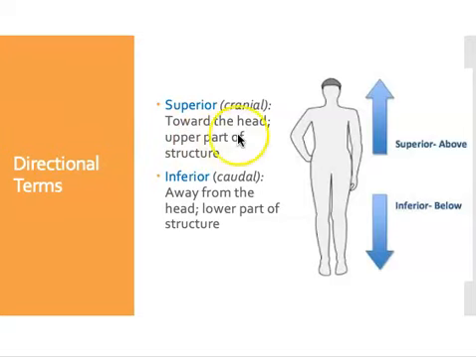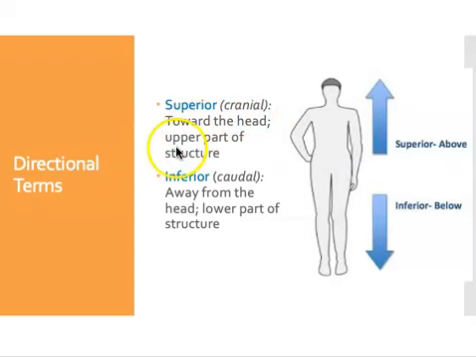Now you'll notice there's a second term, cranial. Superior and cranial mean the same thing. And depending on the source material that you're reading, you can see one or both of these terms used. Interestingly enough, superior is the preferred term in human medicine, while cranial is the preferred term in veterinary medicine. So toward the head or toward the upper part of the structure.